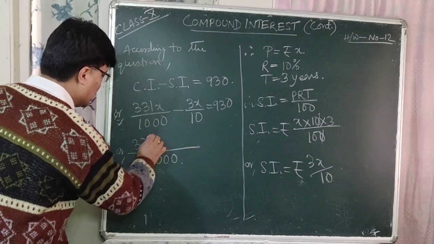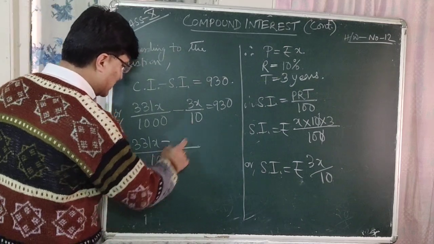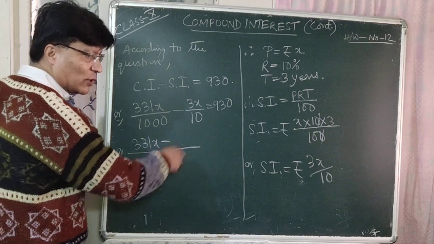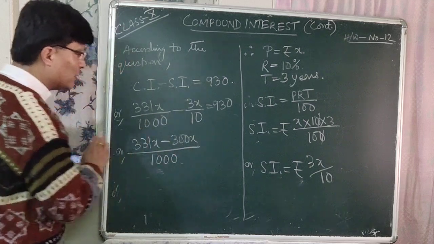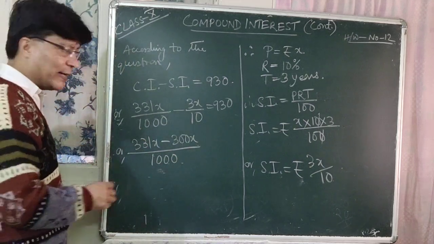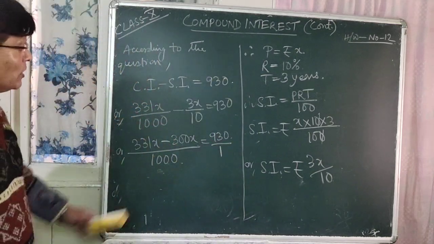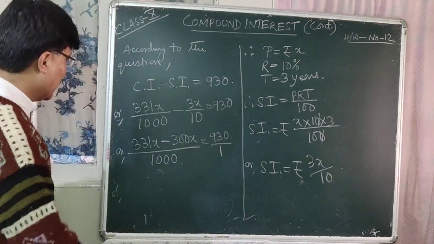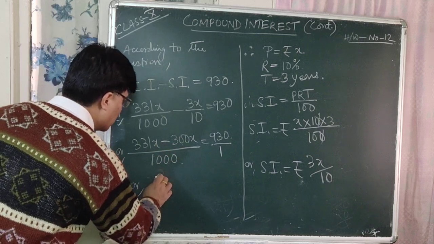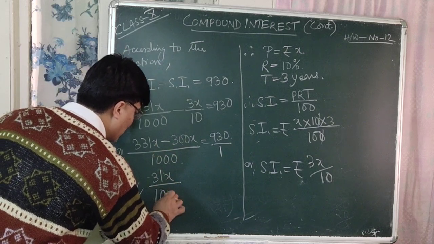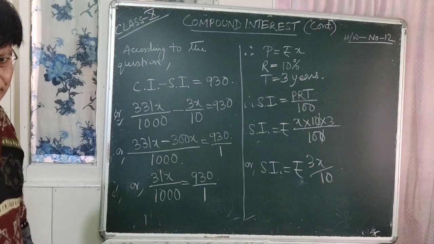What is it? 331x minus, again divide 1000 by 10. What do we get? 100, isn't it? So 100 into 3x, 300x, which is equal to 930 divided by 1. So below 930 there is 1. Okay. So now what is 331x minus 300x? That is 31x divided by 1000 is equal to 930 divided by 1.